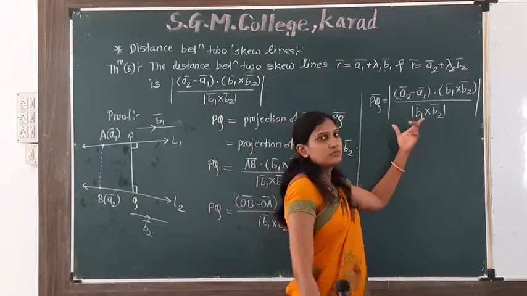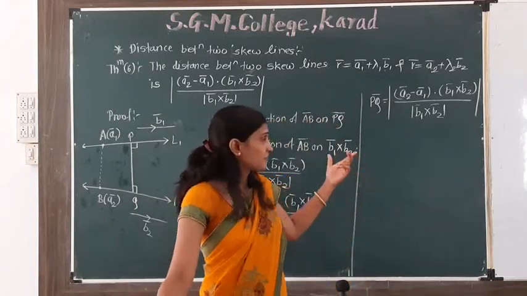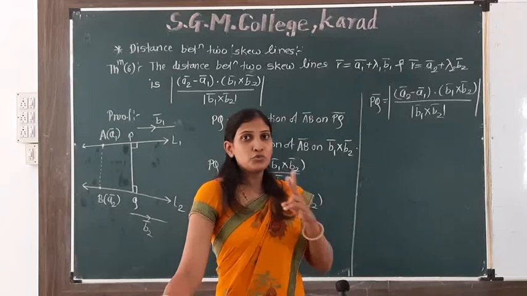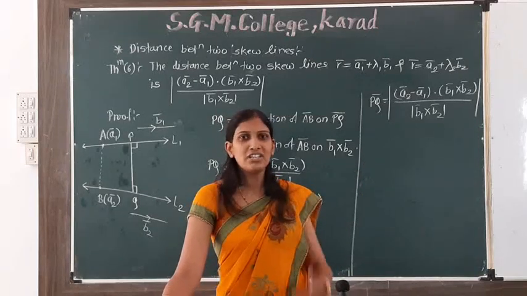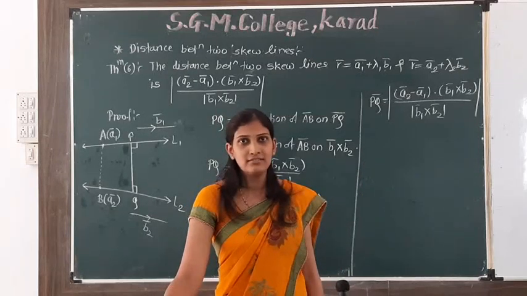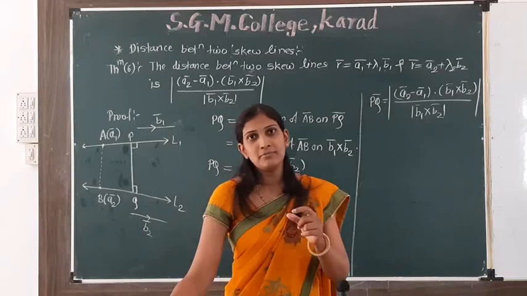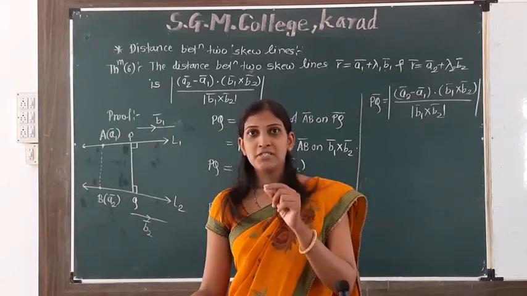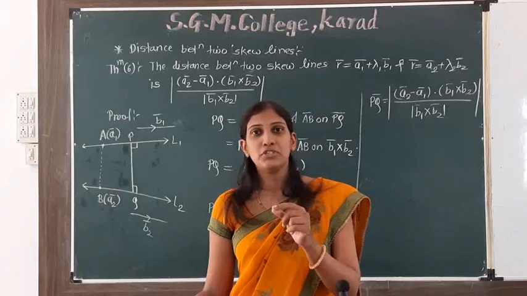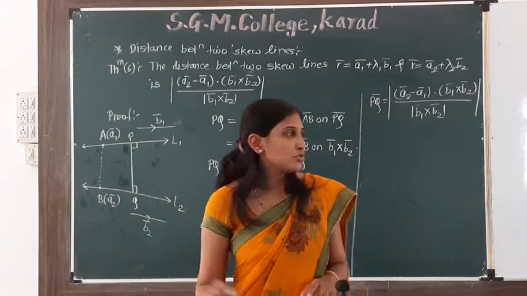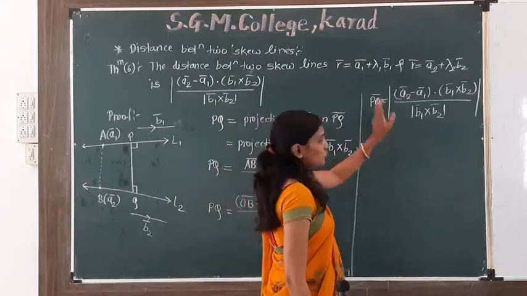Now, two remarks on that formula. If two lines are intersecting, then what is the distance between them? It is 0. The minimum distance between these two lines is 0. So this value becomes 0.